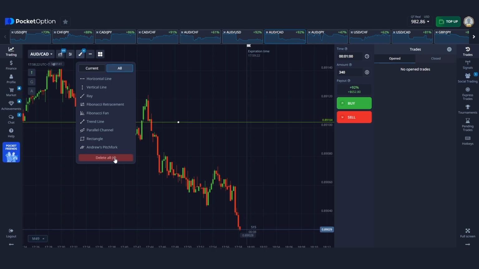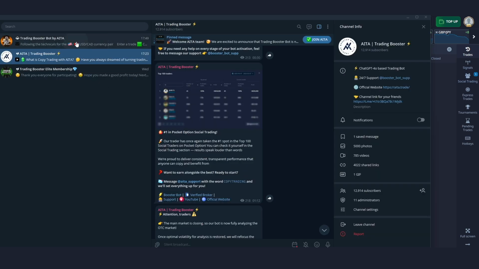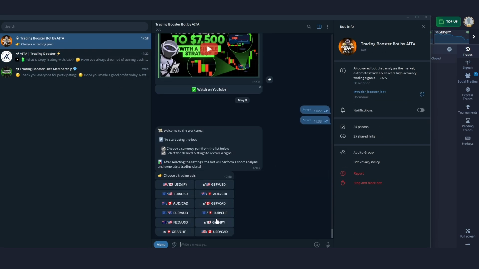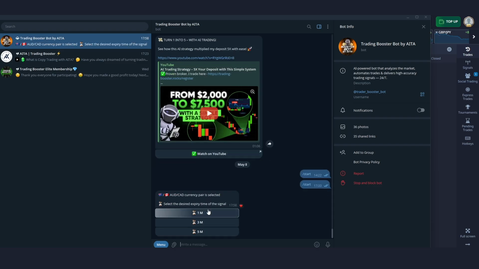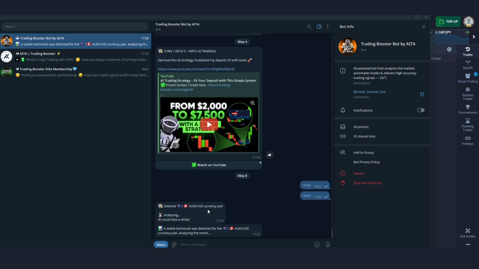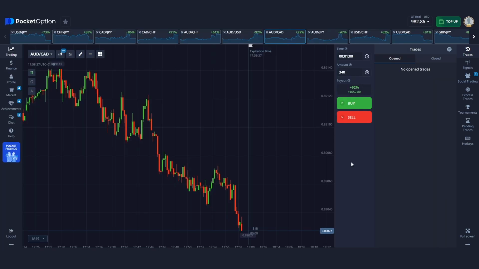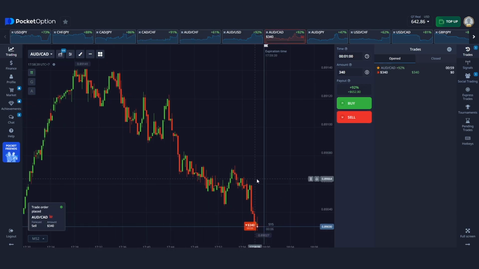Well, let's move on. For example, let's take the currency pair Australian Canadian dollar. We'll delete everything from here and try to get a signal for it. Let's see what BoosterBot tells us. We select the currency pair and the trade time is also 1 minute. And I receive a sell signal. Right from here, I open a 1 minute sell trade.